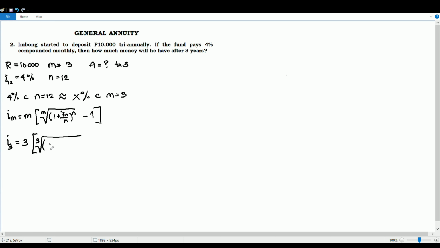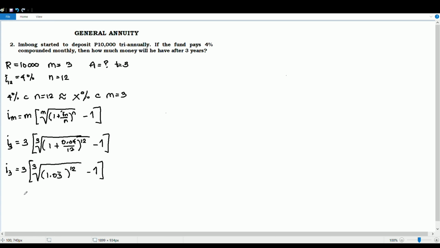We have the radicand as 1 plus our I subscript N, which is 0.04 divided by 12, raised to 12, minus 1. And then I subscript 3 is equal to 3 times the third root of the number inside the quantity. 0.04 divided by 12 is 0.033333, plus 1, that is 1.03 with the 3 repeating, a non-terminating decimal, so we have that kind of symbol, the vinculum, raised to the power of 12 minus 1.